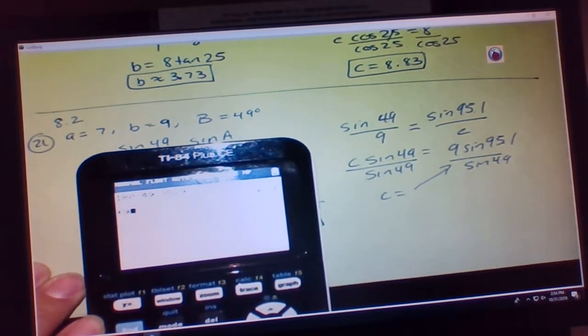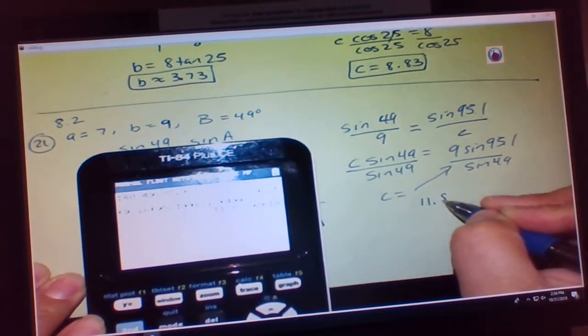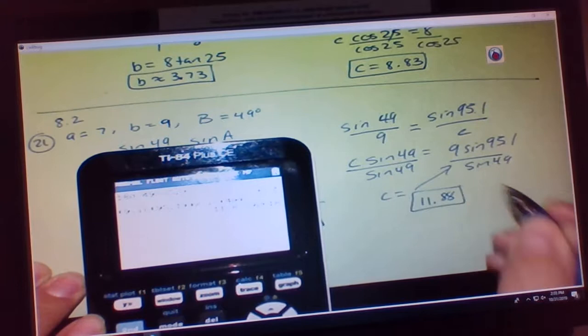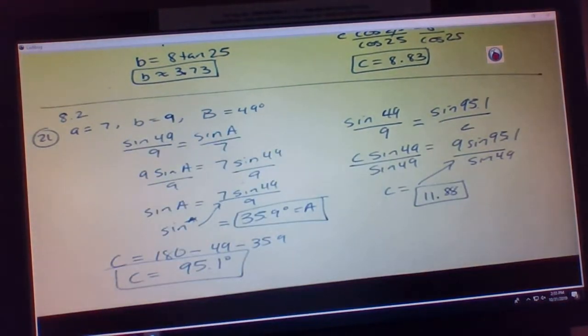Which is 9 sine of 95.1 divided by sine of 49. And C is 11.88. So that's you having to use the law of sines. Are we okay there? 3 more problems to come, and then we're done.